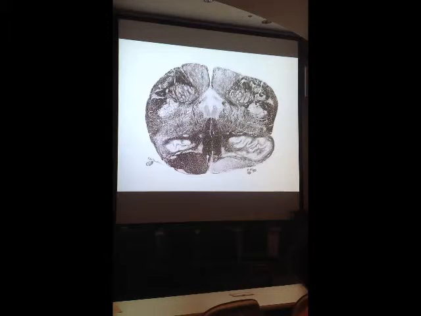Nucleus gracilis. Because in the spinal cord, wouldn't the fasciculus gracilis be localized right in here? And there's still a little bit of fasciculus gracilis out here on the outer edge. So here's nucleus gracilis. Right next to it, this is nucleus what? Cuneatus. And there would still be some fibers of fasciculus cuneatus here.